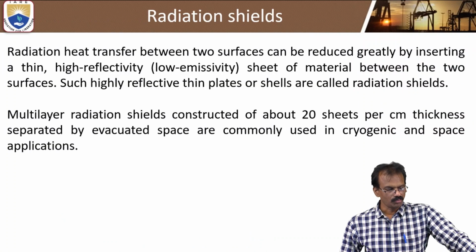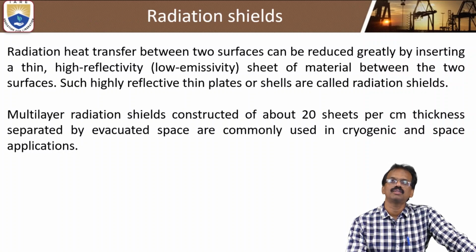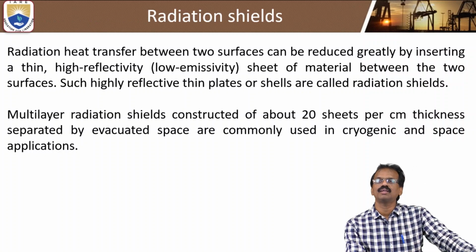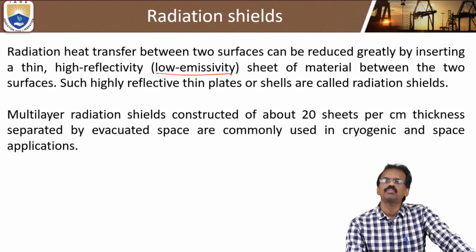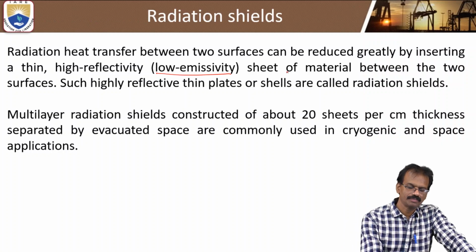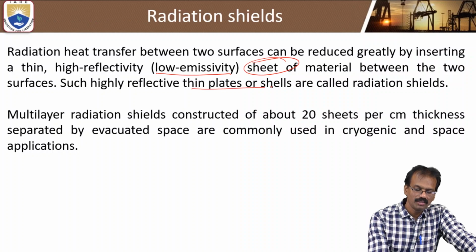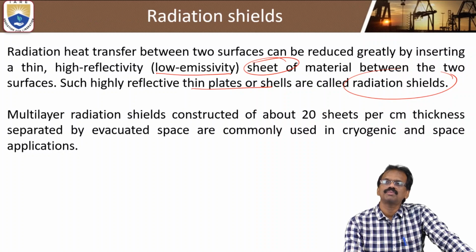So you know that based upon it, we'll see just a few words regarding the shield. What is the importance of the shield? Radiation heat transfer between two surfaces can be reduced greatly by inserting thin, low emissivity sheets between the two surfaces. Such highly reflective thin plates or shells are simply called a radiation shield. So the importance of the radiation shield is to reduce the heat transfer between the two surfaces.